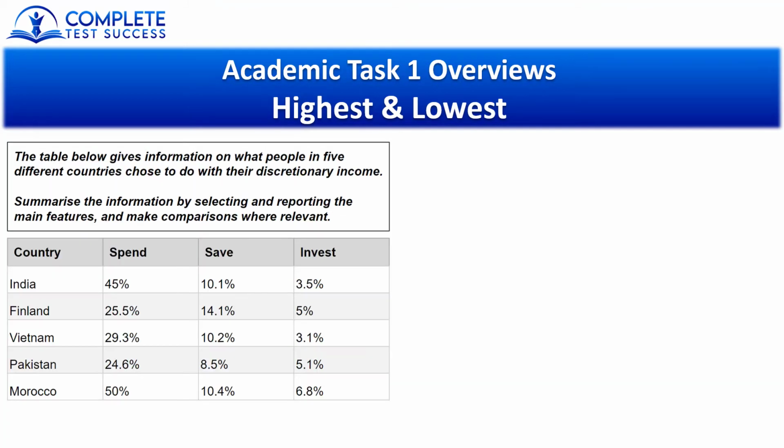Here's another one, and this one doesn't actually mention any year, and that means that the data is based on the current situation in these countries right now. As it's not more than 1 year, we're looking for highest and lowest again. Under the category called spend, I'll mark the highest percentage with a H and the lowest with an L. And then I'll do the exact same thing for the categories save and invest. And in the overview, we'll describe which countries these figures belong to.